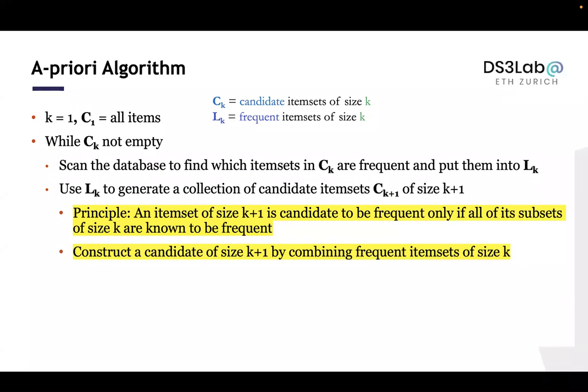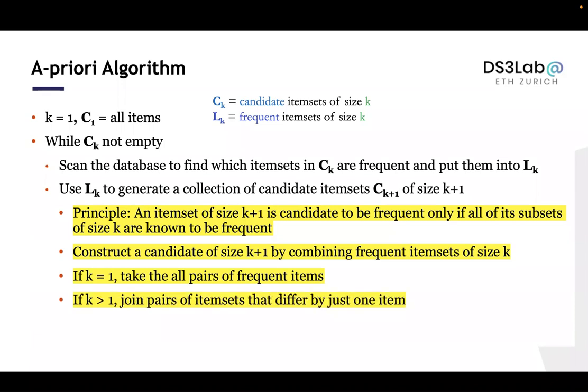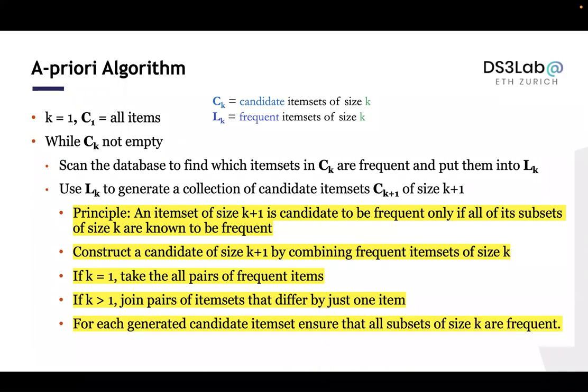The principle behind it is to construct a candidate of size k plus one by combining frequent item sets of size k. If k equals one, then you can take all the pairs of frequent items to produce those pairs. And then for k plus one, the thing that you are going to do, which is going to be interesting, is you join those pairs of item sets that differ by just one item. And for each generated item set, you want to make sure that all the subsets are actually frequent.